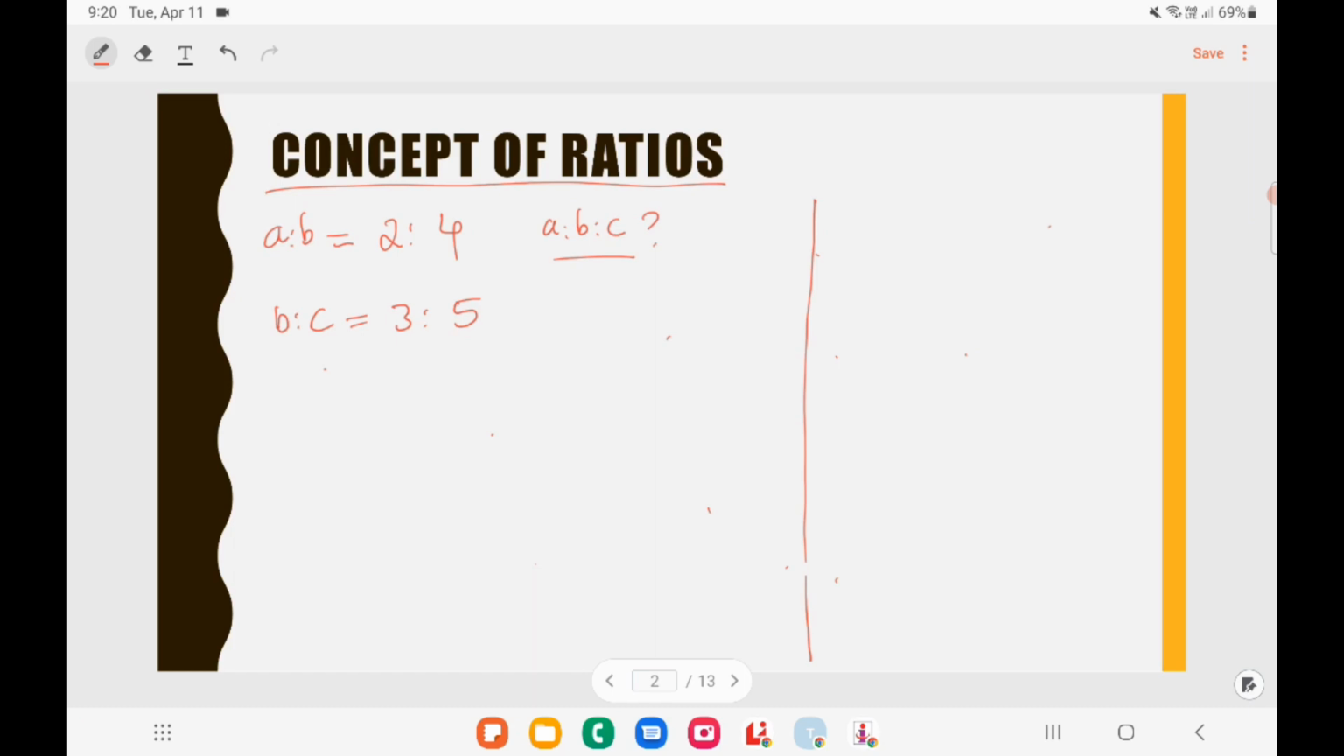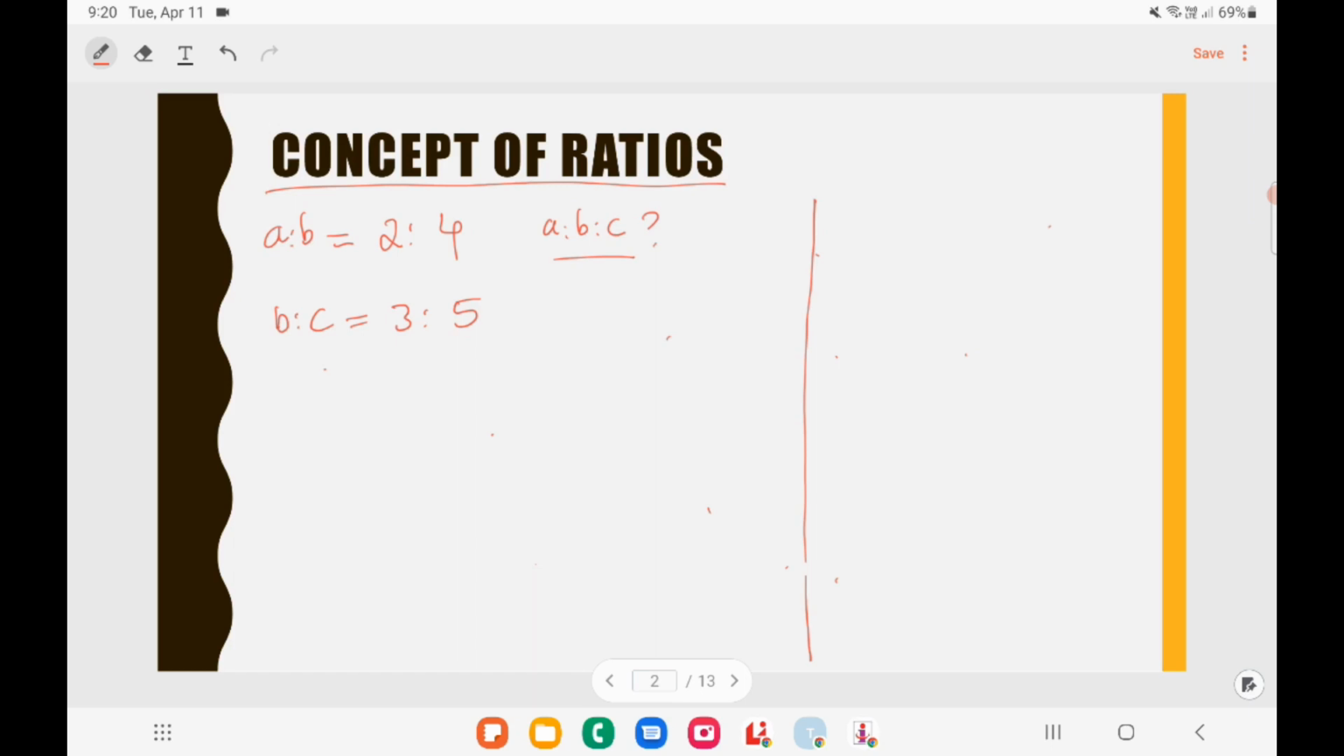But anyway, in order for you to understand the concept of ratios very well, you need to know these concepts as well. So you are given A is to B and you are given B is to C. You need to find out what is A is to B is to C. Actually there are two methods to solve this question, so I will tell you both the methods.